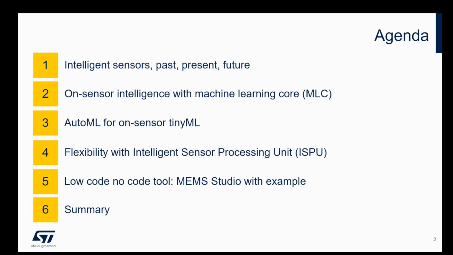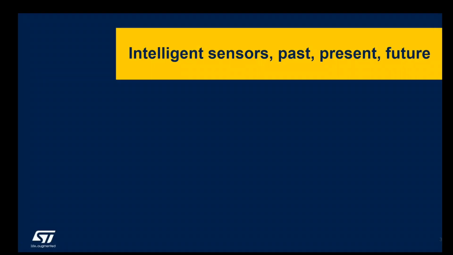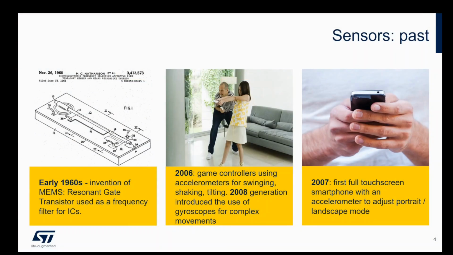Then I'll talk about AutoML for on-sensor tiny machine learning. I'll briefly touch flexible intelligent sensor processing unit. And then, I'll walk you through the low-code, no-code tool, which is called MEMS Studio, with an example. So thereby, you will have a full picture of how to develop a solution using the sensor with machine learning core. So let's dive into this particular topic of sensors and their past.